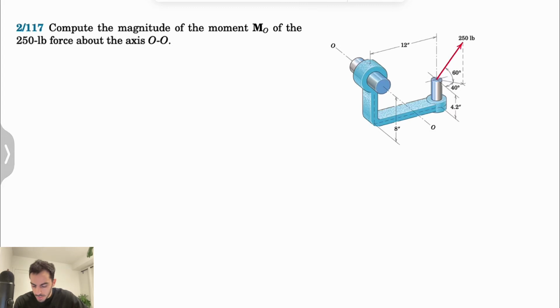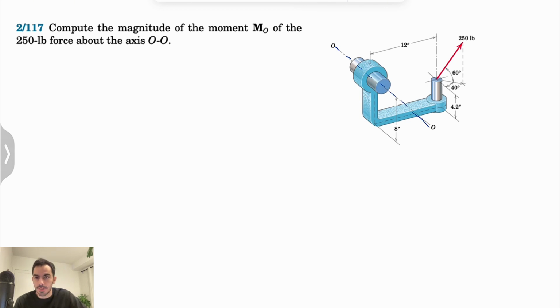Alright guys, welcome back. We're going to be solving another question from the second chapter of Engineering Mechanics by Meriam, and in this one we need to compute the magnitude of the moment MO of the 250 pounds force about the axis OO. So we have this axis OO that we need to figure out the moment of this force.